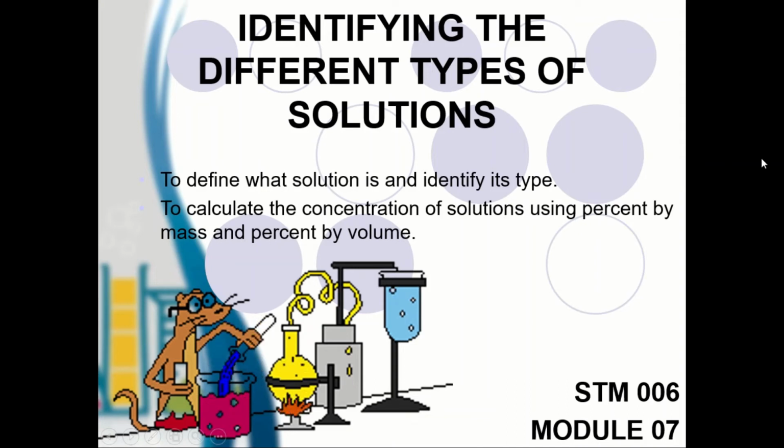Good day, class. This is Sir Kenny, and today we will discuss STM006 or General Chemistry 2, Module number 7, which is about identifying the different types of solutions. Before we begin, let us have our lesson objectives.